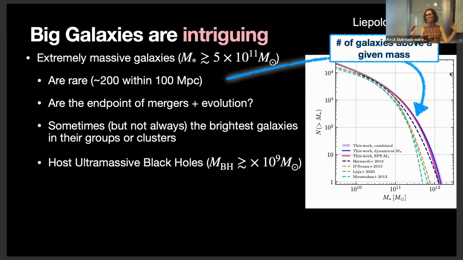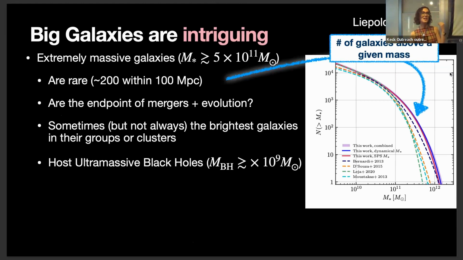So I'm going to just sort of assert that big galaxies are really interesting objects. By big galaxies, I mean stellar masses above like 5 × 10¹¹ solar masses. These are fairly rare objects. On the right side, we have a galaxy stellar mass function from a paper we put out last month. There are only like a couple hundred of these within, say, 100 megaparsecs of us.